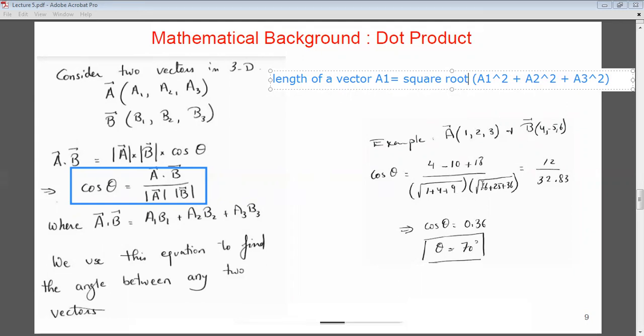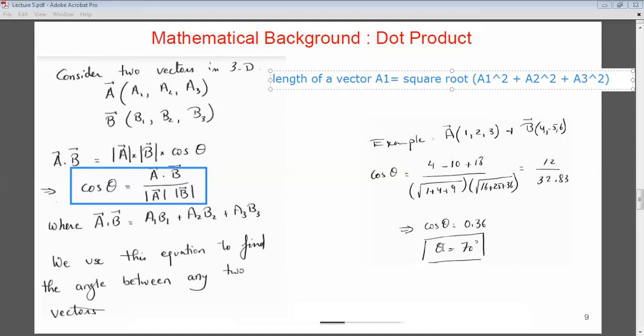Okay, and then I have to multiply it by the length of vector B, which happens to be the square root of 4 square plus minus 5 square, then it is 25. The minus will cancel with the square, and then 6 square is 36. And now if I just do the math, 4 minus 10 plus 18 is 12, divided by, I just use a calculator here, I get cosine theta equals 0.36, or theta is equal to 70.